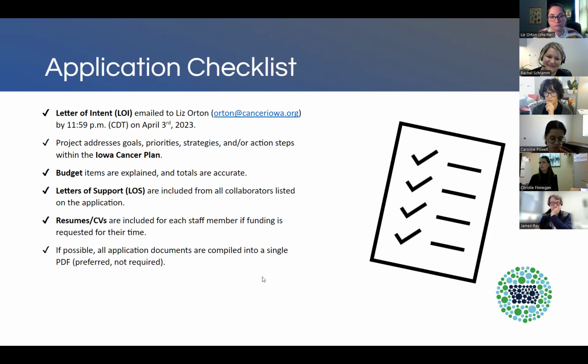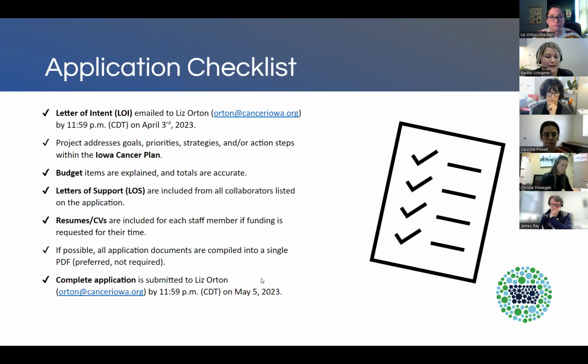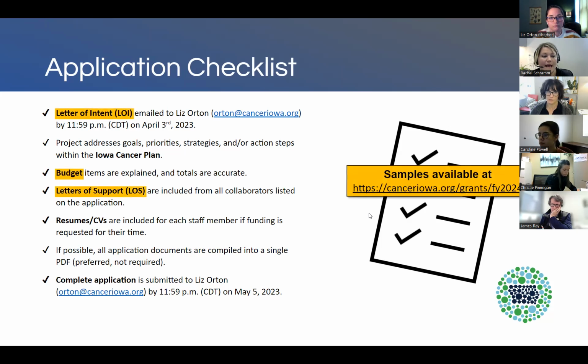If at all possible, we prefer the application documents are compiled into a single PDF, just so we can keep all our ducks in a row. However, we know not everybody has access to that kind of software, so we're able to put that together as well, if that's a need. But the complete applications are due to Liz Orton by midnight on May 5th of this year. You can find samples and this whole checklist on our website as well.